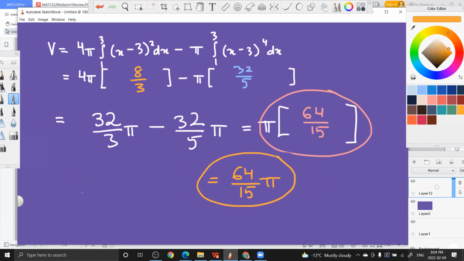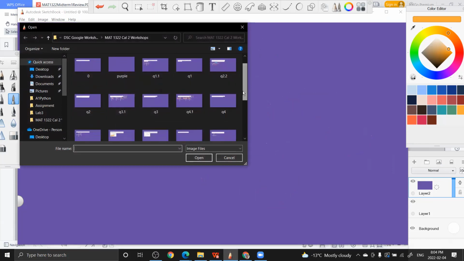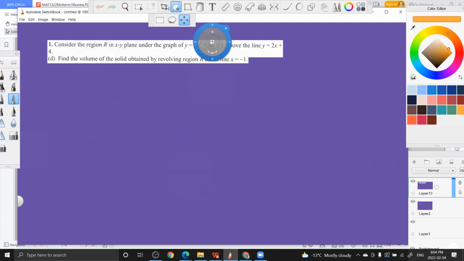All right, let's move on to the next question. Now this one is interesting. This one's definitely going to be on the midterm because when I took it last year, it was on the midterm. So consider the region R in the XY plane under the graph, the same ones. We have to find the volume of the solid obtained by revolving the region R about the line x equal to negative 1.